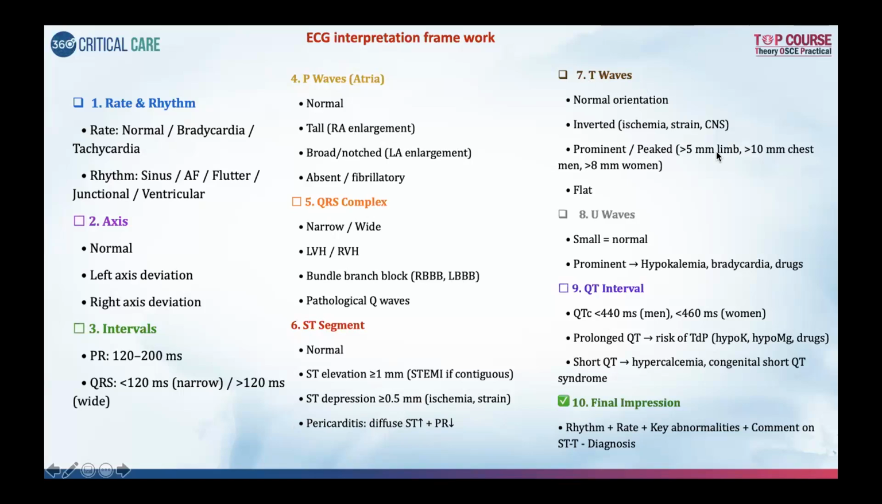T waves, you'll have to see in the chest leads, if it's more than 10 millimeter, and the limb leads, if it's more than 5 millimeter, it is significant. Okay. U waves and the QT interval. So whenever you're presenting an ECG, mention the rate, rhythm, key abnormalities, and then final comment on the ST T wave segment, and then mention your final diagnosis.